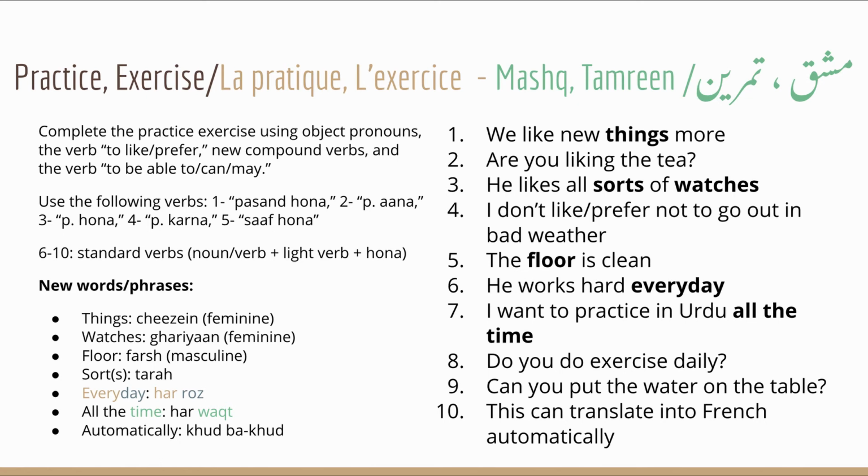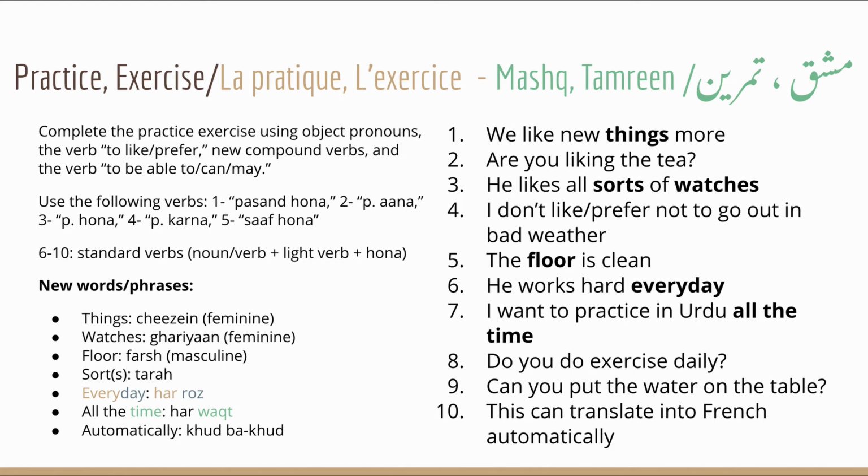So use the following verbs. For 1, pasand hona. For 2, pasand aana. For 3, pasand hona. For 4, pasand karna. And for 5, saaf hona. For 6 through 10, just use the standard verbs that you already know. You would use the noun / the verb plus the light verb, and then you end with hona.